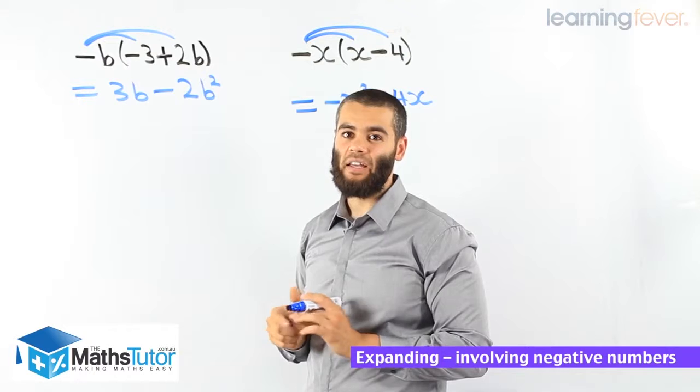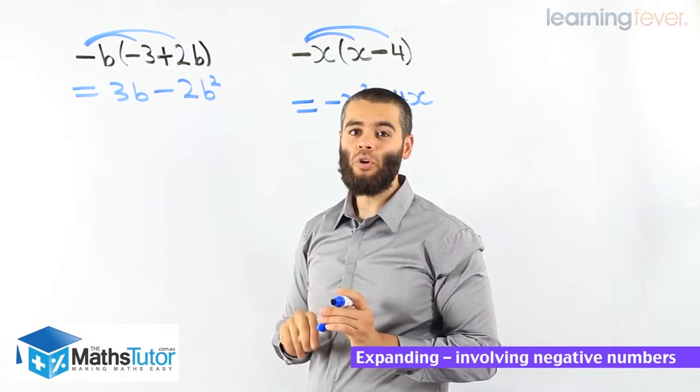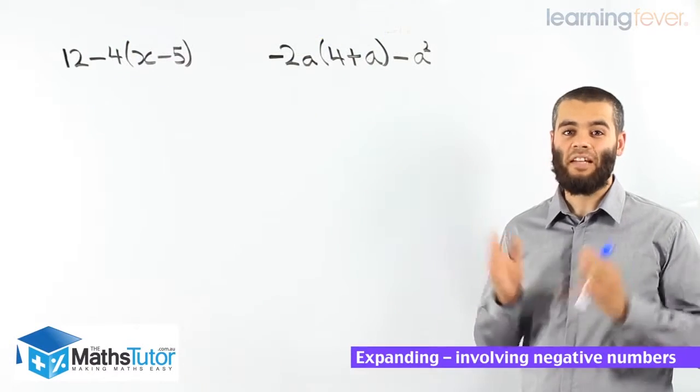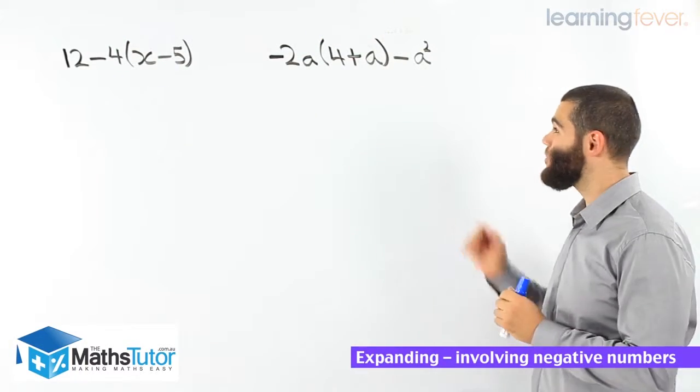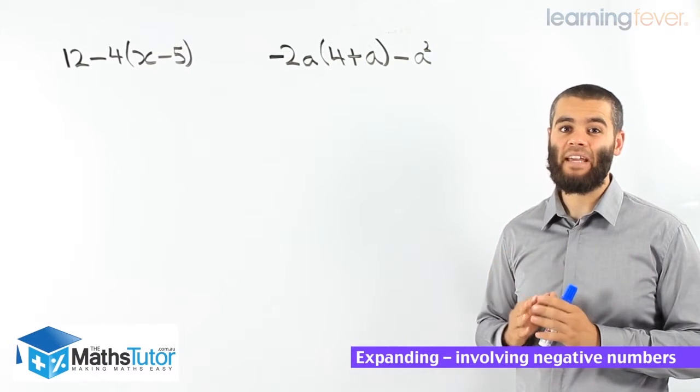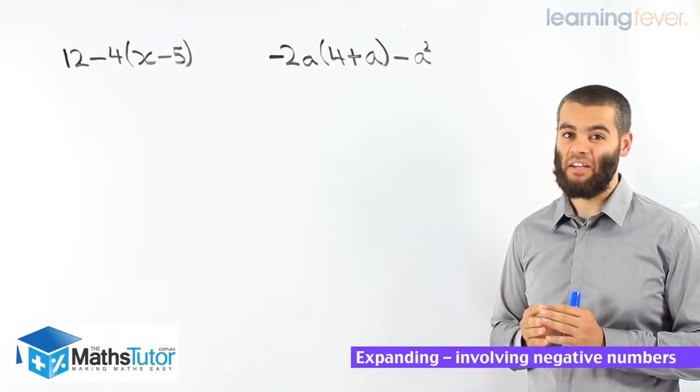We can't simplify it any further. Now, we're going to do two more where we are going to simplify. Okay guys, let's have some fun. Now we're going to be expanding and also simplifying. However, we've got to be careful. There are negative numbers. We have to be extra careful.